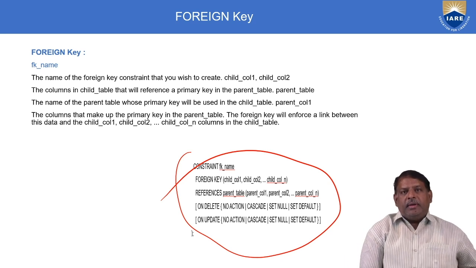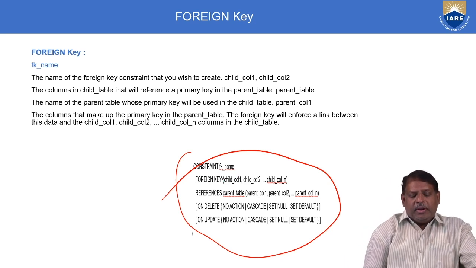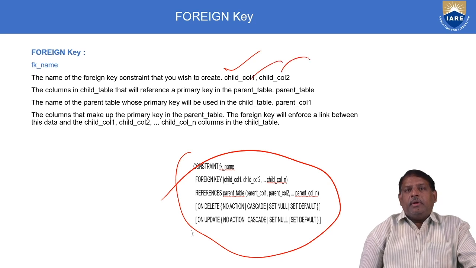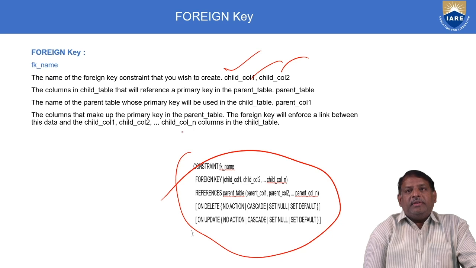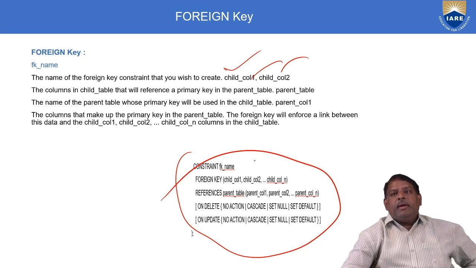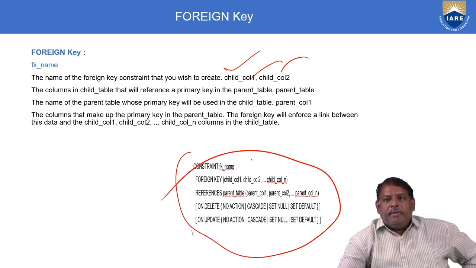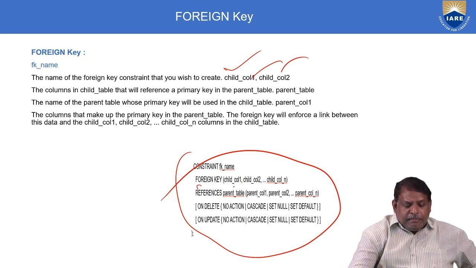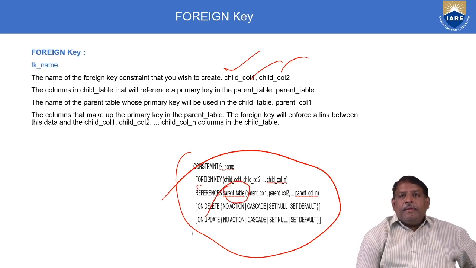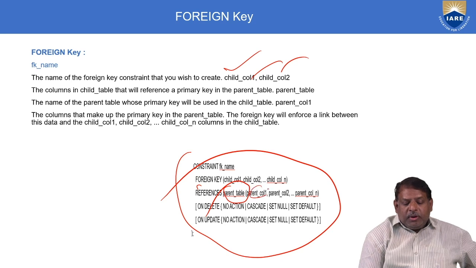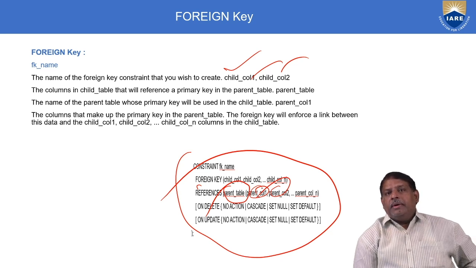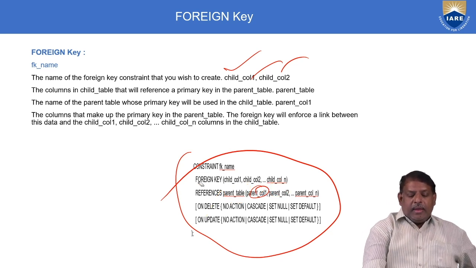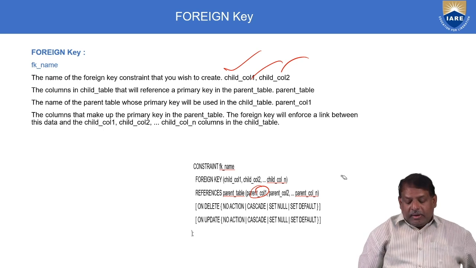FK_name is the name of the foreign key constraint you want to create. Child column 1 is the column in the child table, the second table, that will reference the primary key in the parent table. References is the parent table. Then next we have the columns on which you want to create the foreign key, parent column 1, parent column 2. By this we can create a foreign key while creating the table itself.